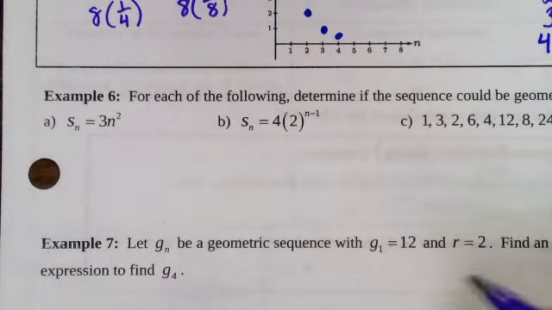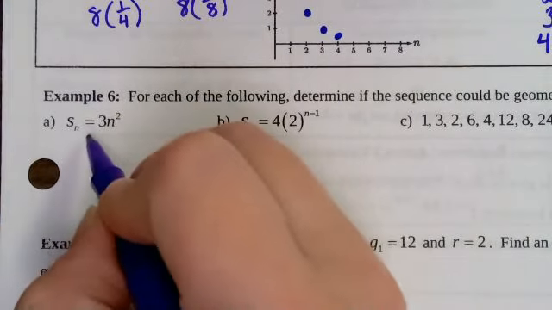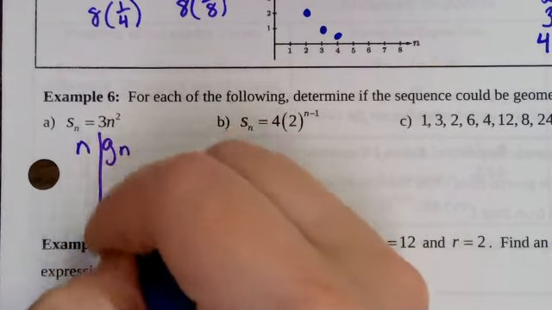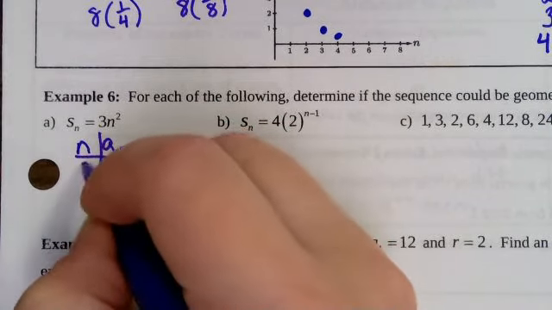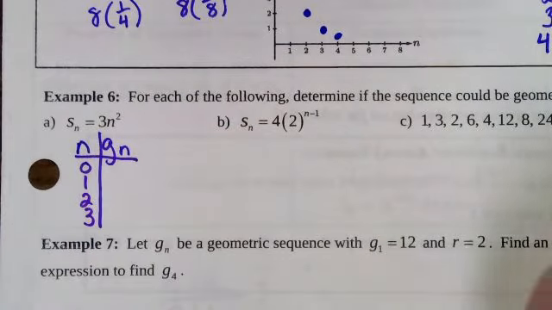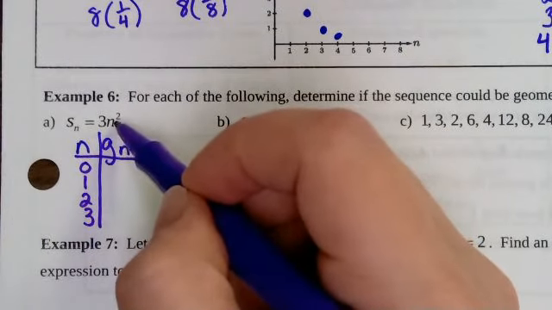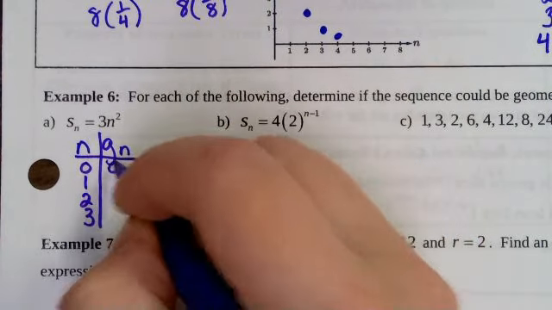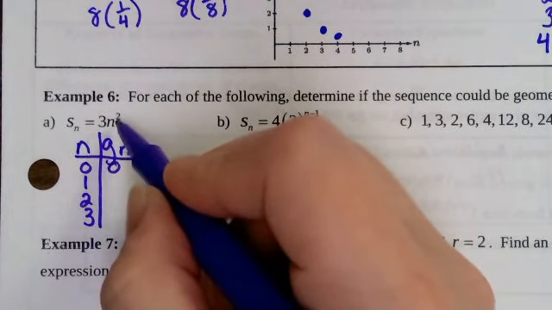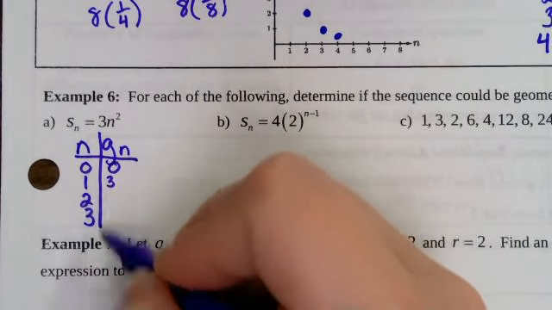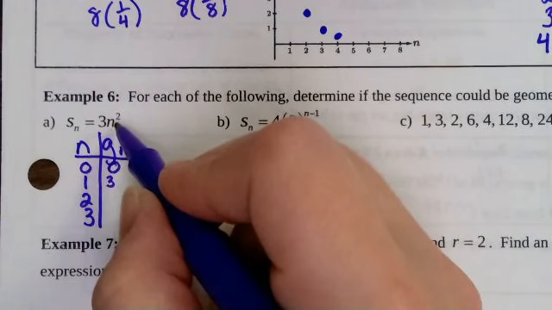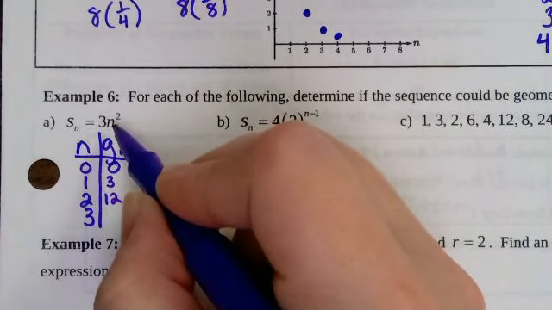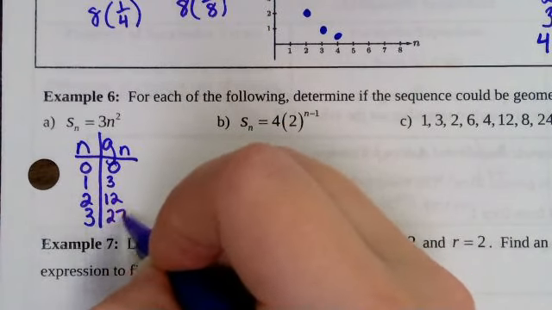The variable is not the exponent, right? But what we're going to do here, we're going to make ourselves a little table again, just so that you can stay consistent. If we plug in these values, plug in a 0, well, that would be raising 0 to the second power. That is 0 times 3, 0. Plug in a 1, 1 squared is 1, times 3, 3. 2 squared is 4, times 3, 12. Plug in a 3, 3 squared is 9, times 3, 27.